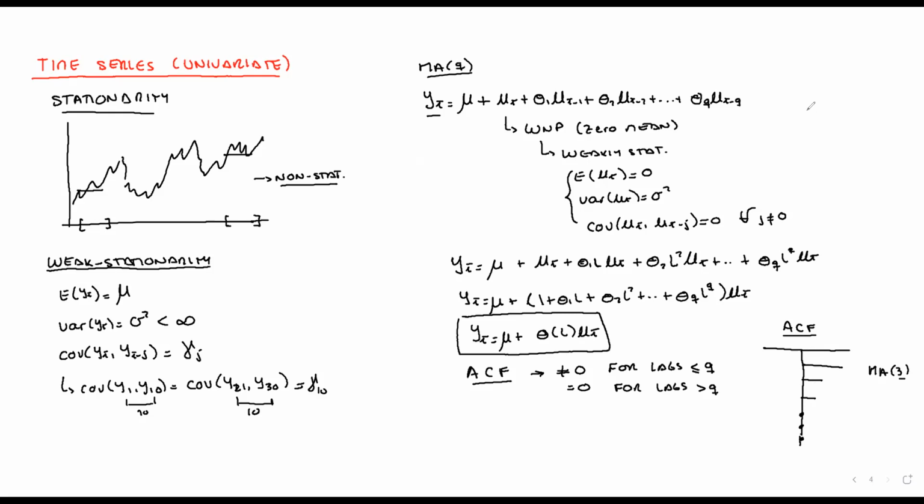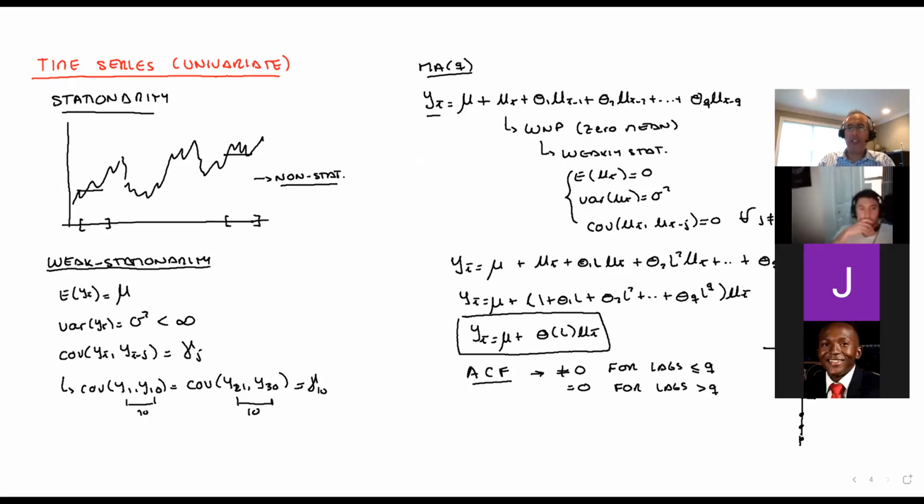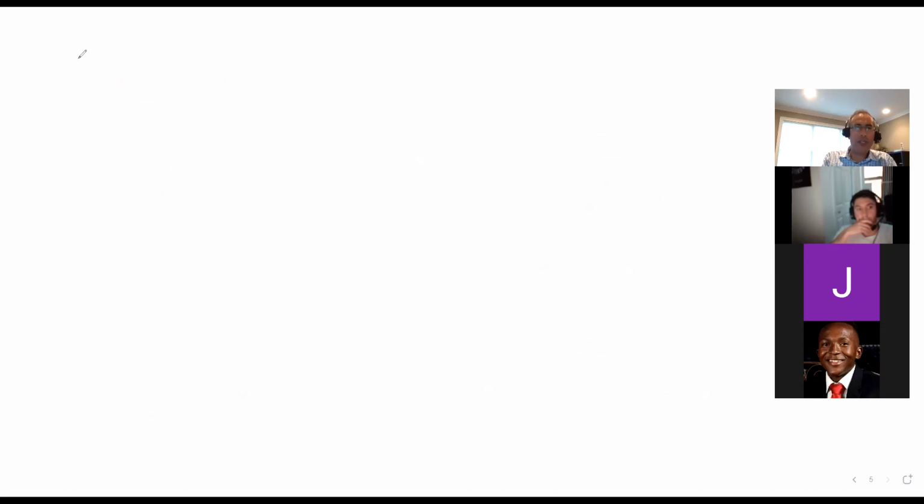Okay. So the next process, guys, that I talked about in the video is what is called the autoregressive process of order p, AR(p). The AR(p), guys, is simply a model where I have lags of the endogenous variable, plus psi p y t minus p, plus my error. This one again is a white noise process.